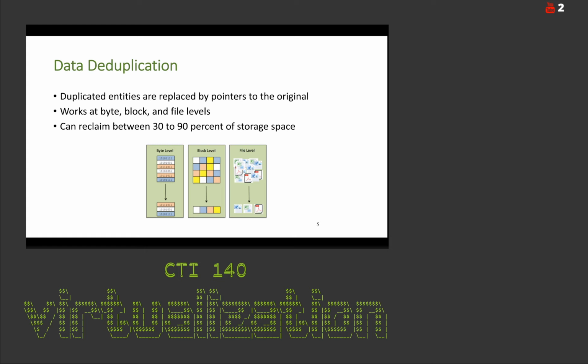So what we have in our graphic here is sort of a before and after illustration of how data deduplication works. You can kind of see that it's happening at the byte level, the block level, and the file level. And when we work with data deduplication, we can reclaim between 30 and 90% of storage space on our network.